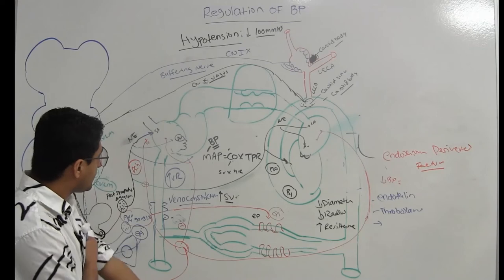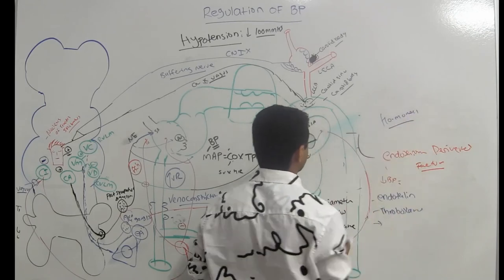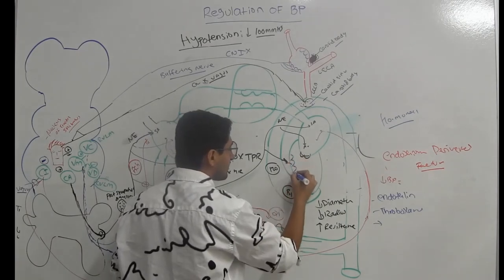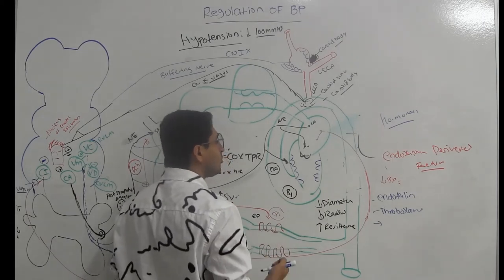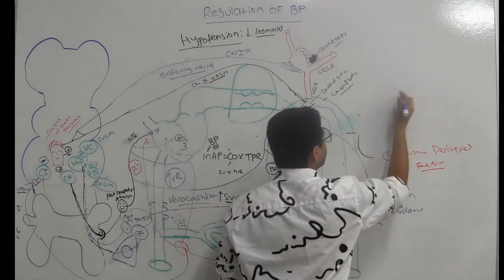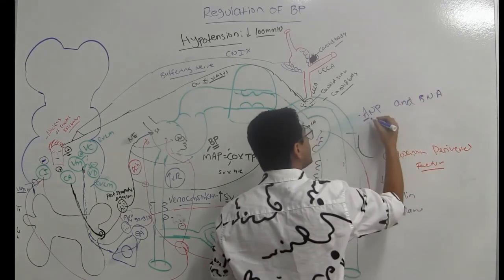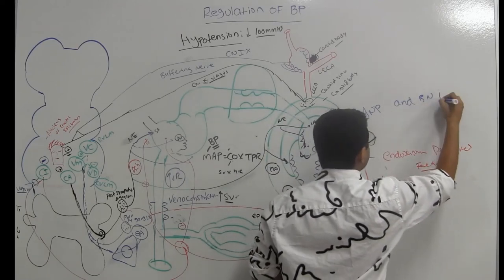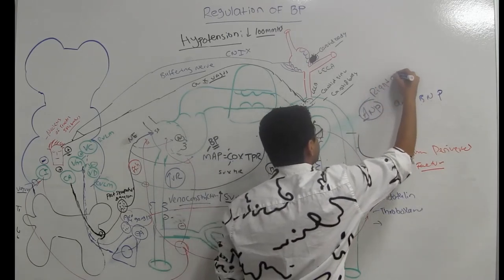The other thing that also happens is hormonal. Whenever there's a low blood pressure, the atria and the ventricles have walls that are very sensitive to certain things. Whenever the pressure is not high or the blood volume is low, they release a product called ANP, and also BNP. It's called atrial natriuretic peptide and brain natriuretic peptide. Usually ANP is produced by your atrial cells, especially your right atrium.